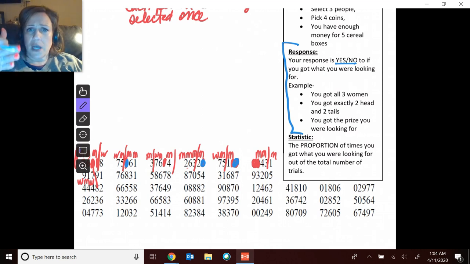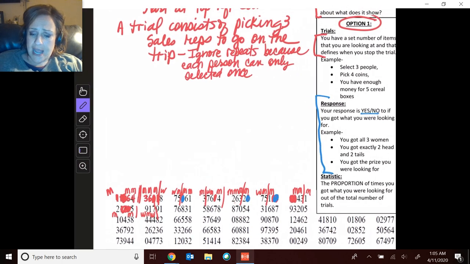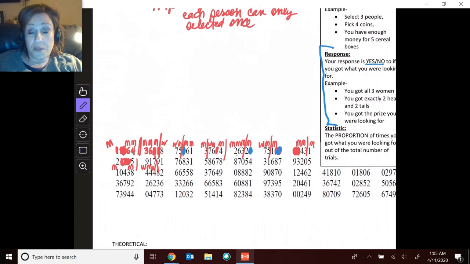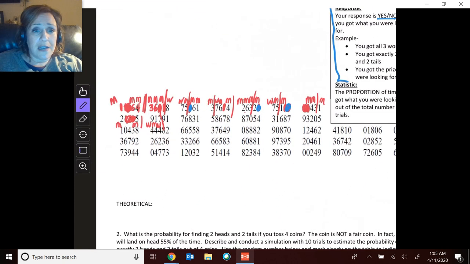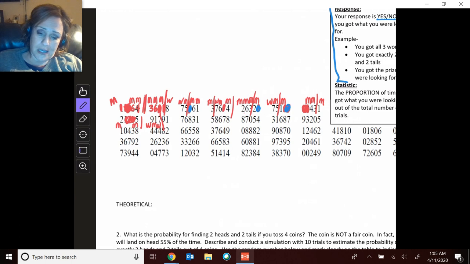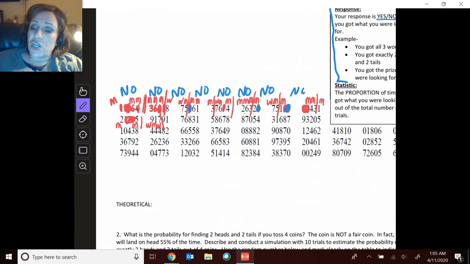Yes or no, you got exactly 2 heads and 2 tails. Yes or no, you got the prize you were looking for. So yes or no, did that occur? Let's put yes or no on these items here. In fact, I think I had none of these. I had several that had 3 men. I had a couple of them that had 2 women, but none of my trials had all 3 women.